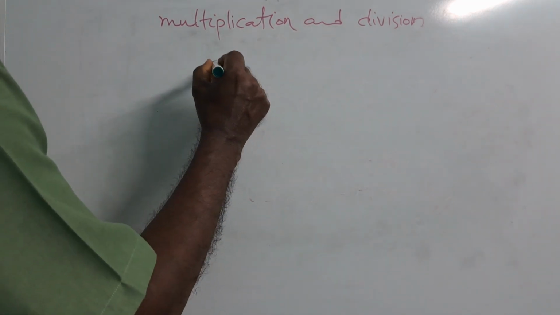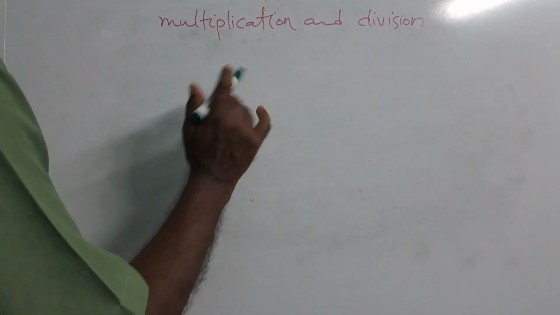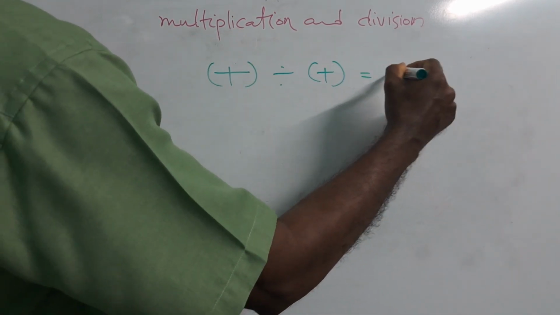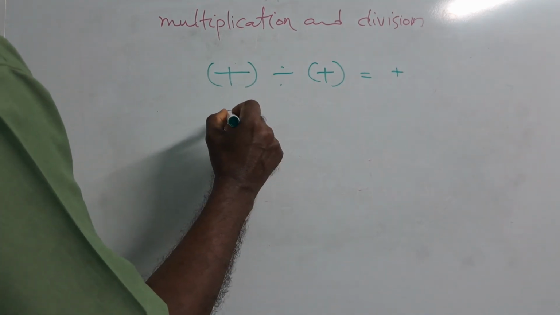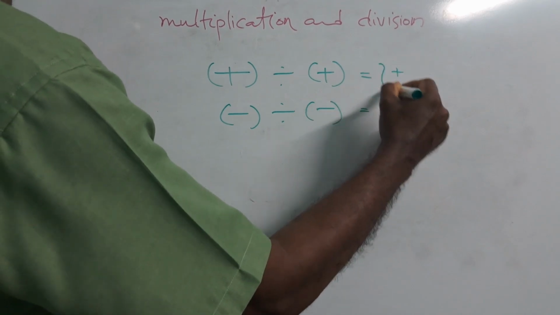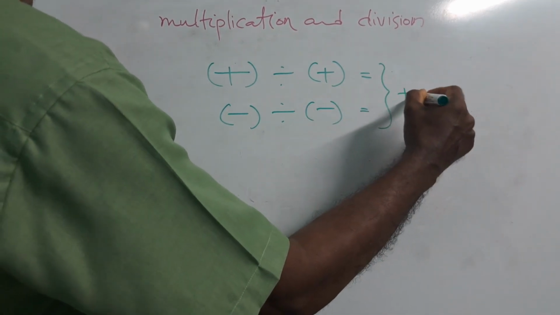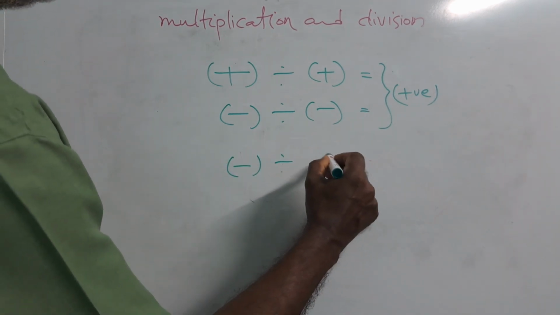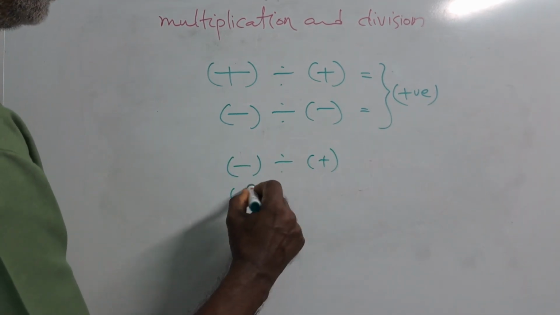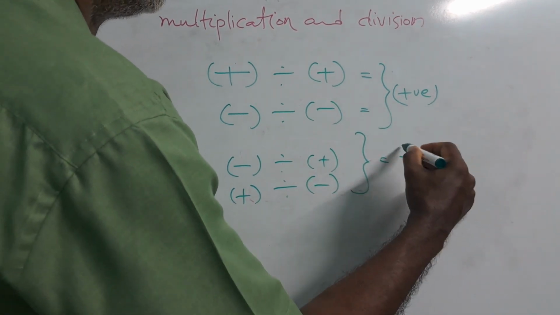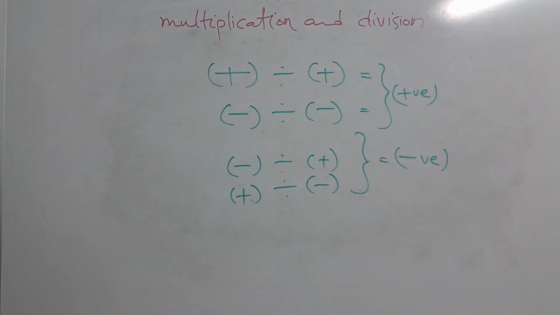When you divide a positive number by another positive number, the answer is a positive number. Or a negative number by a negative number, the answer is positive. For both cases, it is positive. When you divide a negative number by a positive number or a positive number by a negative number, the answer is negative. Just like the rules for multiplication.